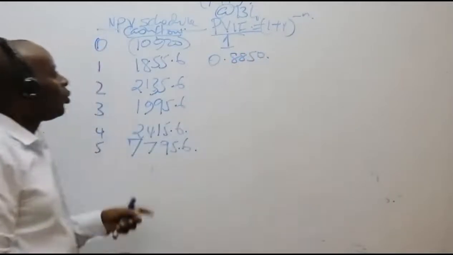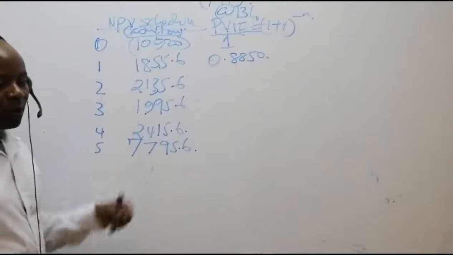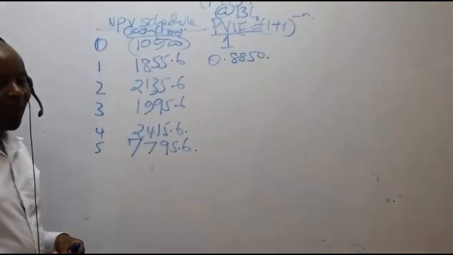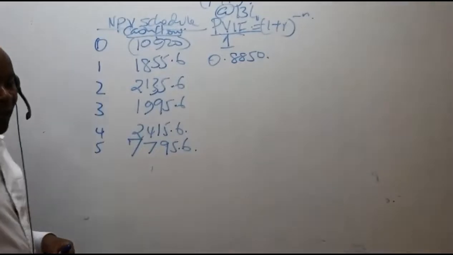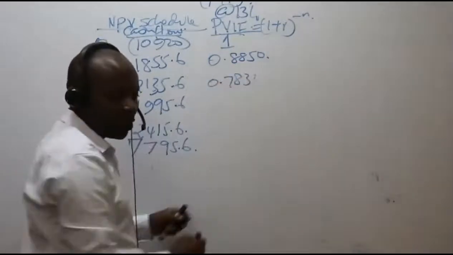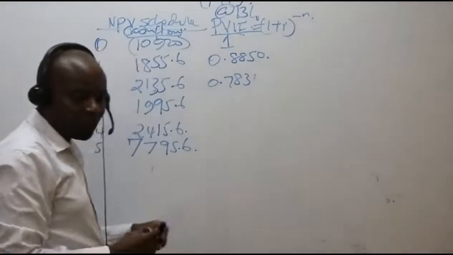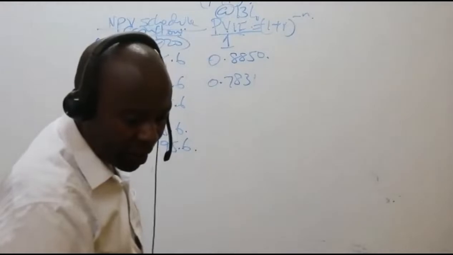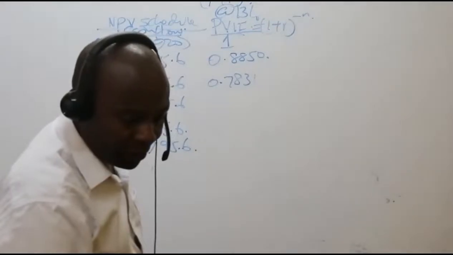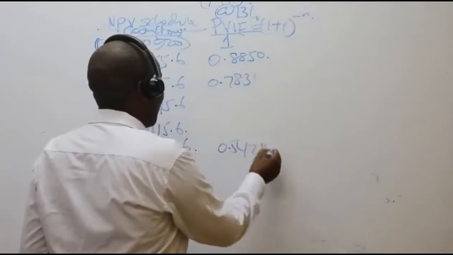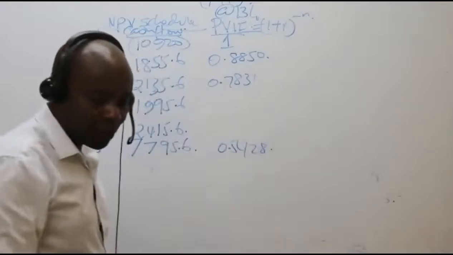8850. How about 1.13 raised to power 2? Power negative 2. So power negative 2, I'm being told is 0.7831. And then Lokai gives me the last one, 0.5428. And then now we have the next one.